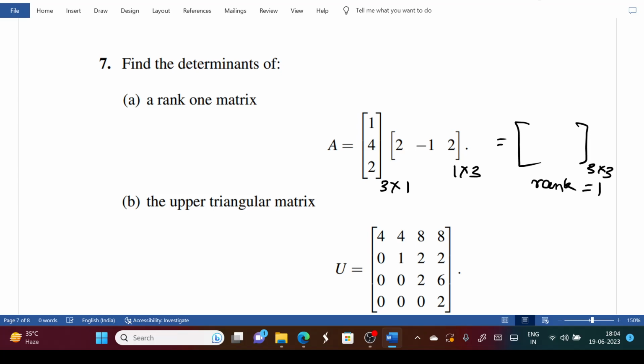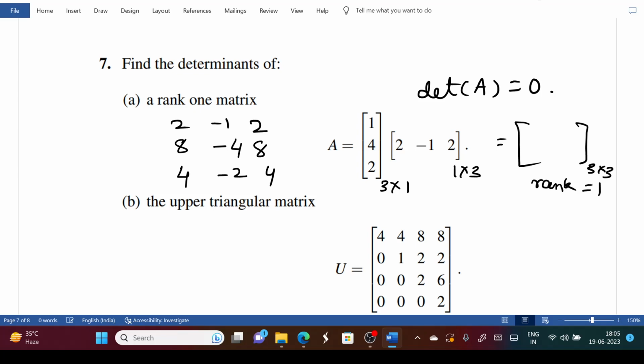In this way you can discuss. So the determinant of A is equal to 0. Or else, after the product, what will be the result? It will be 2, minus 1, 2. Then 4 times this row, that is 8, minus 4, 8. Again 4, minus 2, 4.